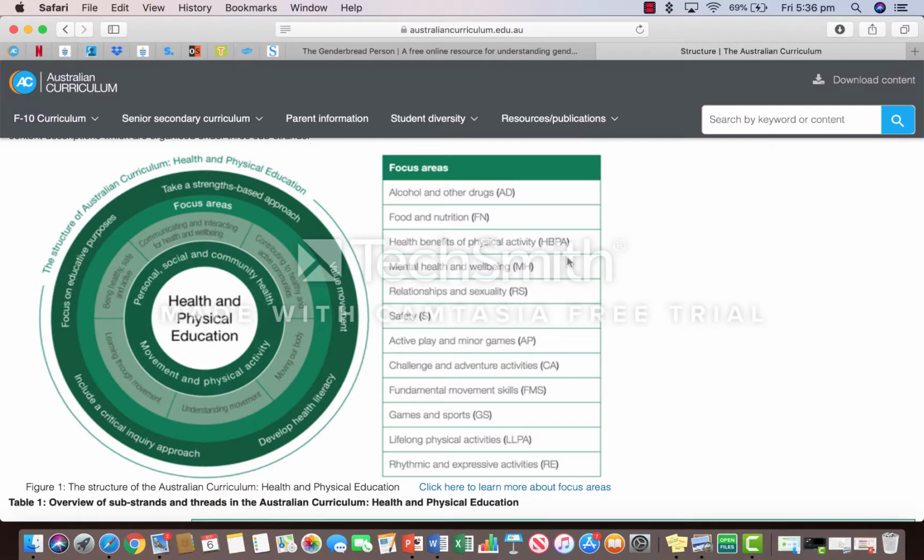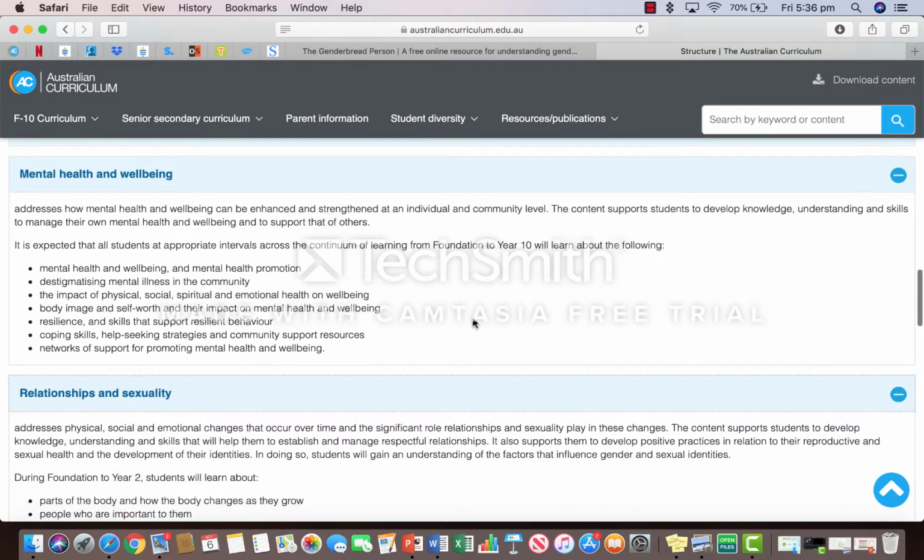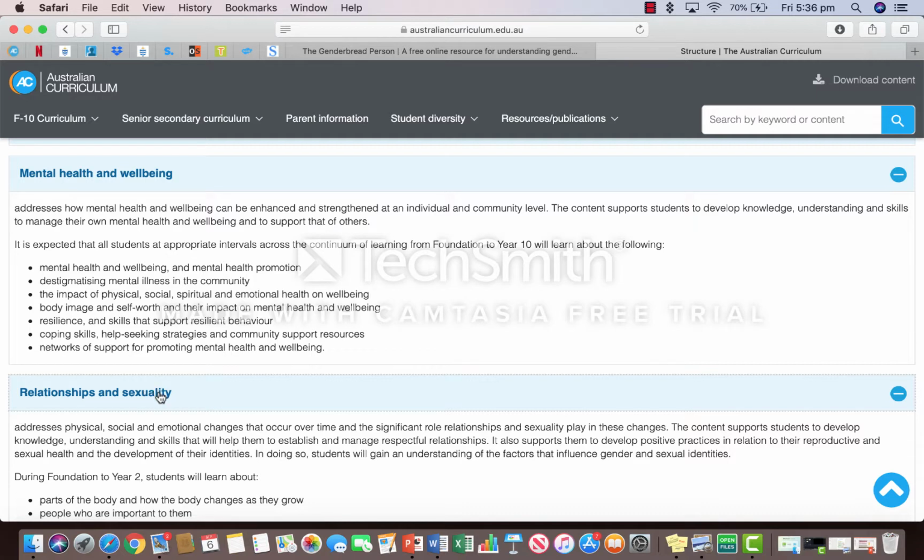Now, if I flick over to the HPE structure of Australian curriculum and scroll down to the focus areas, I have mental health and well-being and relationships and sexuality. I have highlighted that this resource can relate to the impact of physical, social, spiritual, and emotional health on well-being, as you can talk with students what might be some challenges that arise if people don't suit the normal gender type.